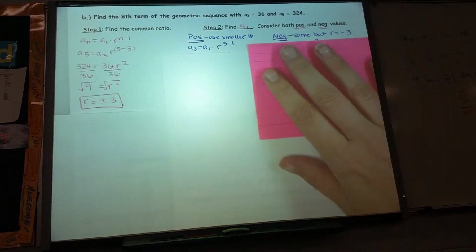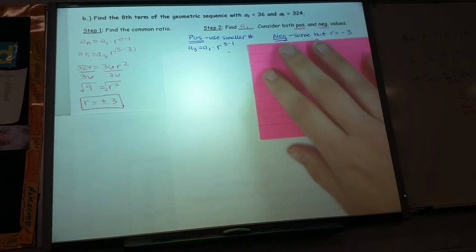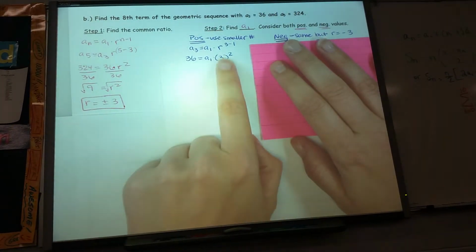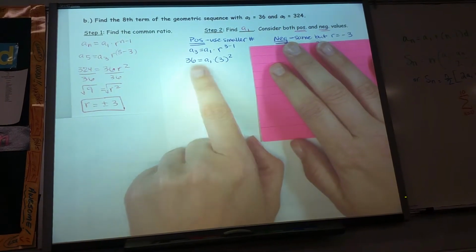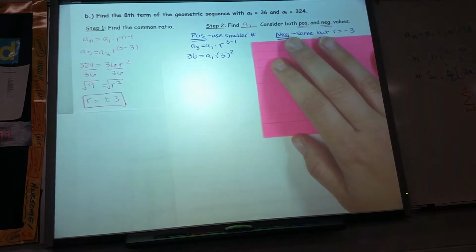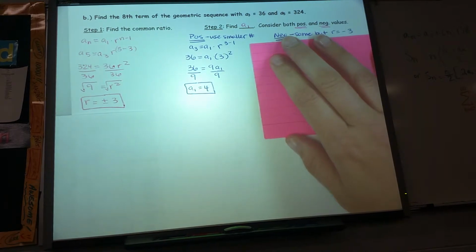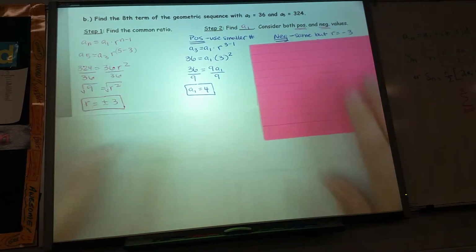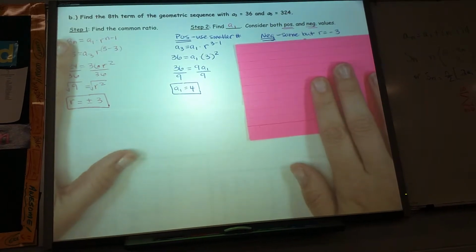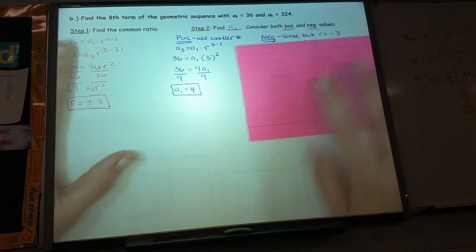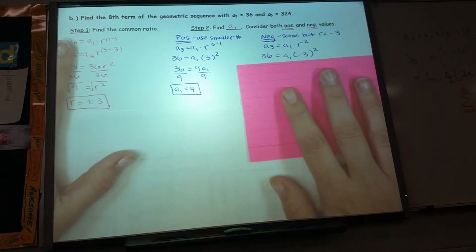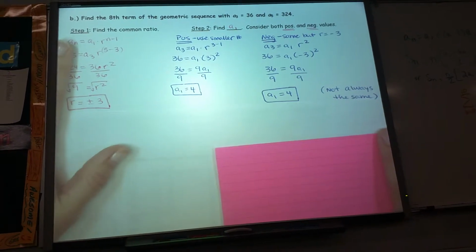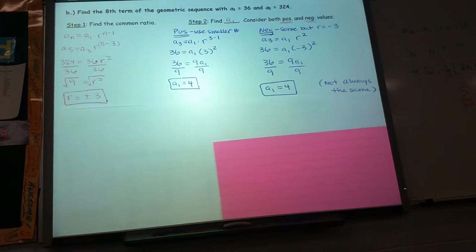Okay, so then A3 equals a sub 1 times r to the 3 minus 1. Okay, which is, you know, our r value is positive 3 now. Okay, you're given that that's 36, and then you're just going to solve. Okay, so your a sub 1 for this is going to be 4. Okay, for the negative, we're going to do the exact same thing, but now you're plugging in r as negative 3. Okay, and in this case, you happen to get a sub 1 equals 4 again.